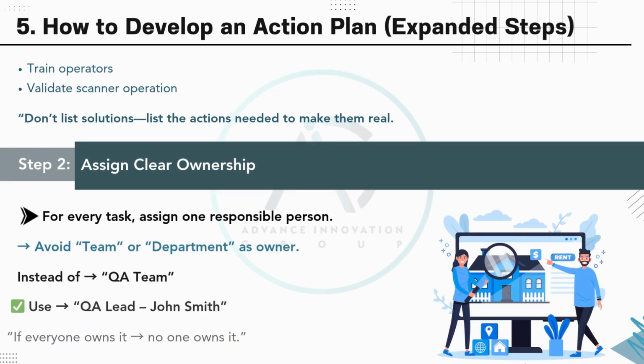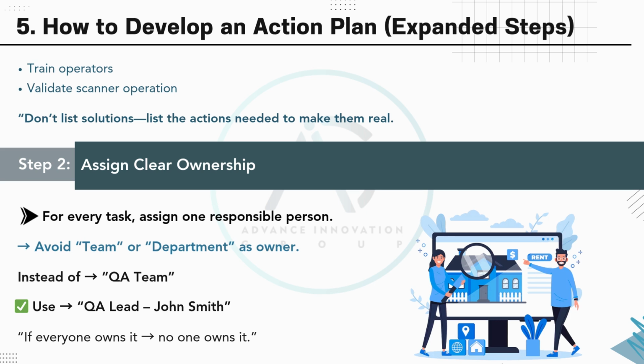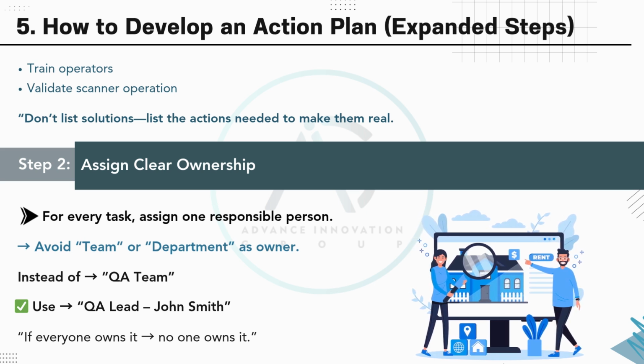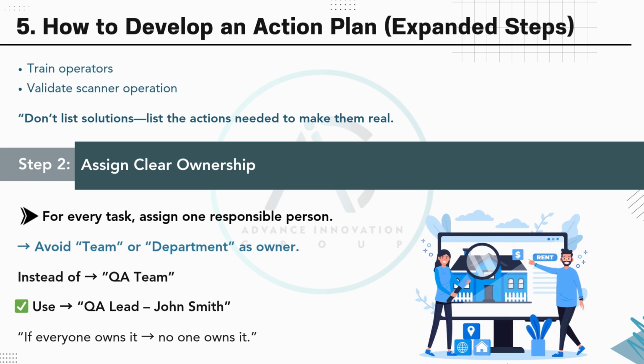Once tasks are identified, the next step is to assign clear ownership. Each task should have one specific person responsible, not a team or a department. When ownership is vague, accountability suffers. So instead of saying QA team, say QA lead, John Smith. This ensures responsibility is clear and action is taken. Remember, if everyone owns it, no one owns it.